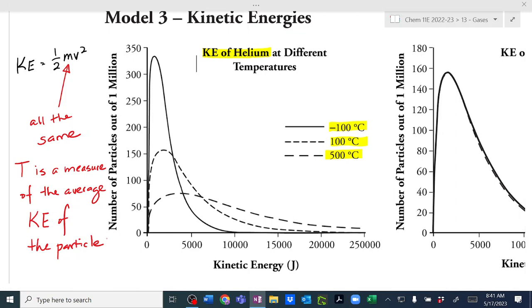And because we are increasing the temperature, that means the kinetic energy is increasing. And so we can see that at our lowest temperature, the peak has the lowest amount of kinetic energy. Does that make sense? Okay. And then we have our highest temperature here.